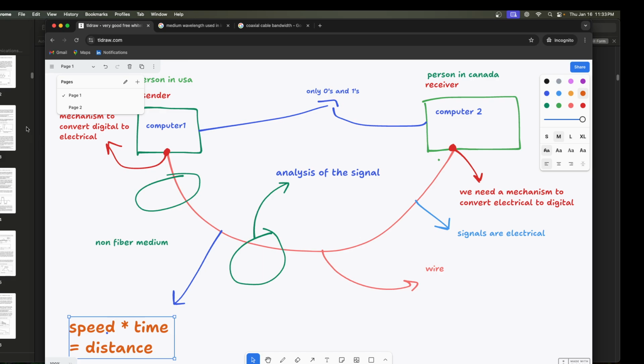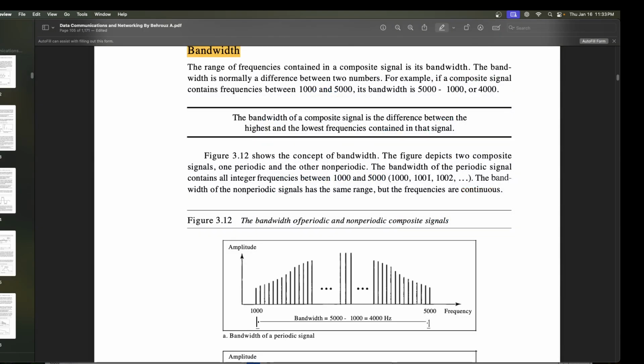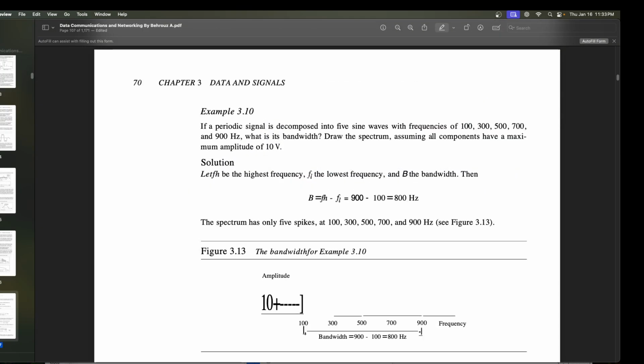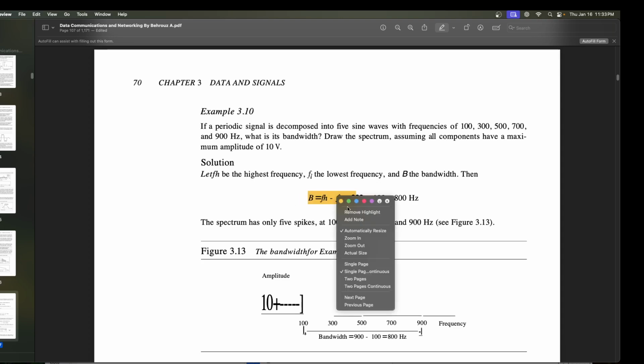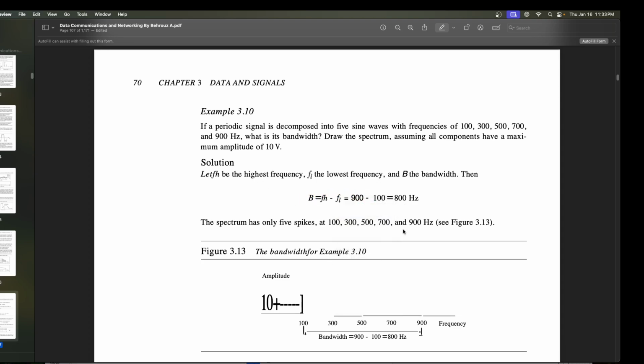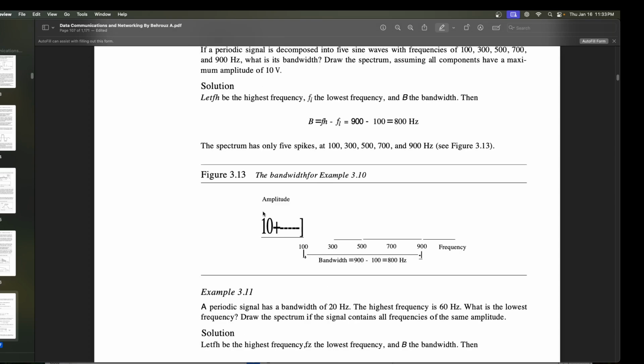Okay. Now how to calculate the bandwidth? So there are two ranges, right? The upper and the lower. So how do you calculate it?